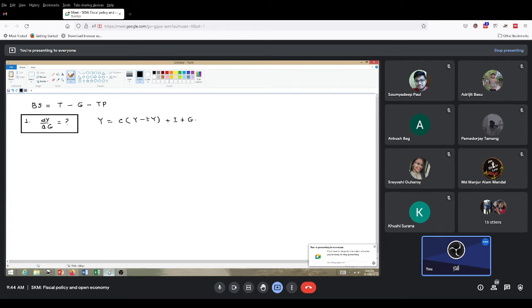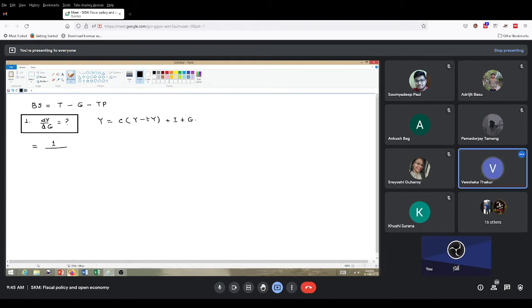What is dY by dG? Vishakha, have you done it? So it will be 1 by 1 minus... Sorry sir, that was for lump sum tax. For income tax it will be 1 by 1 minus c, brackets 1 minus t.